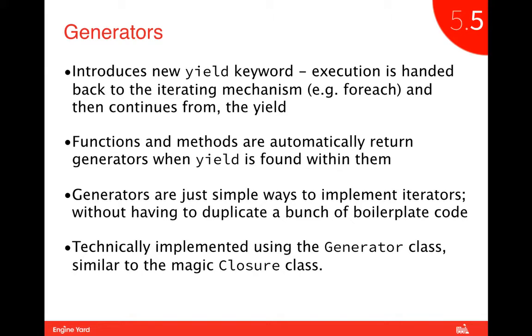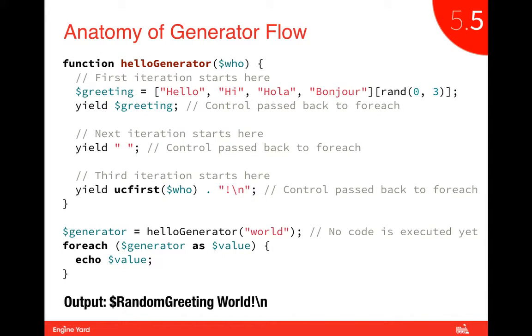It's basically a simple way to do iterators. So if you've ever done a simple iterator, you've written a ton of boilerplate code, this basically makes that go away. And as I said, it's using the generator class, which right now is an implementation detail similar to the closure class in 5.3. See how long that lasts.